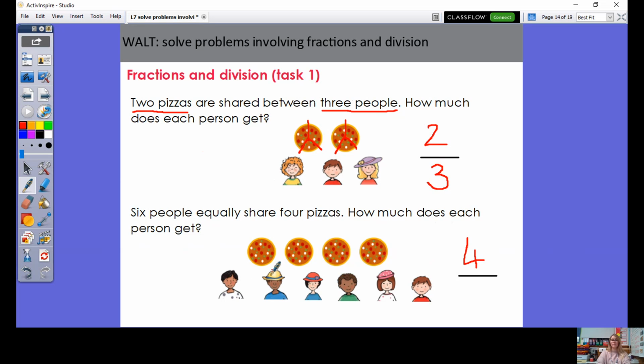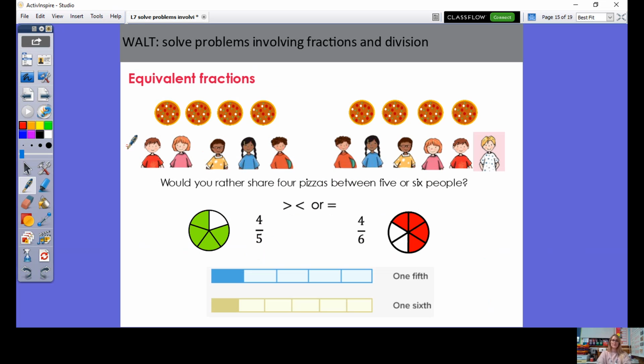So I have 1, 2, 3, 4, 5, 6 people. So each person would get 4/6 of pizza. Okay, well done if you managed to get both of those correct. Let's move on and have a look at the next part of our lesson. So we're going to be comparing those fractions now.